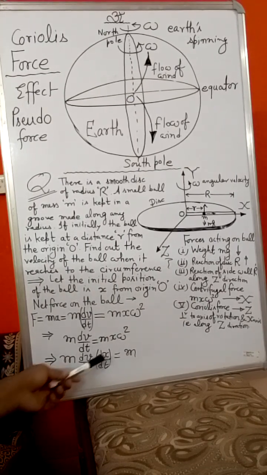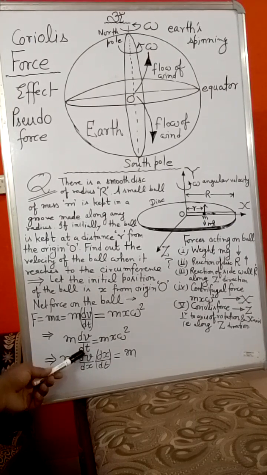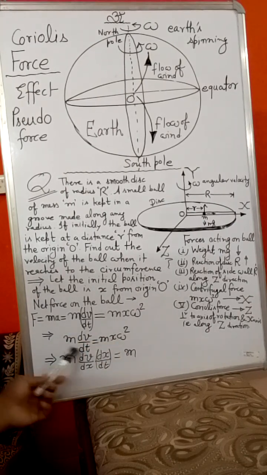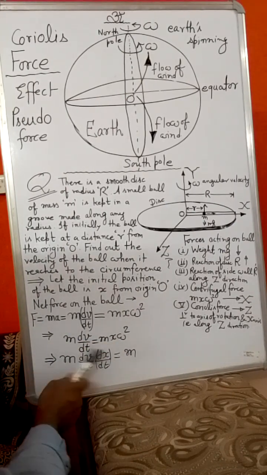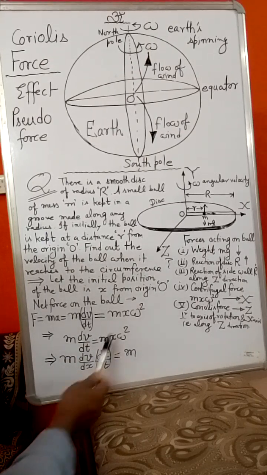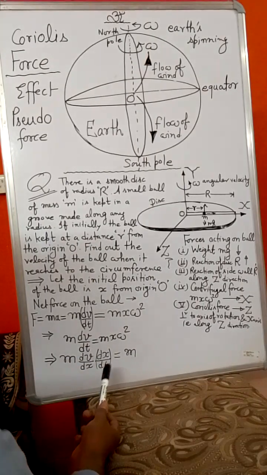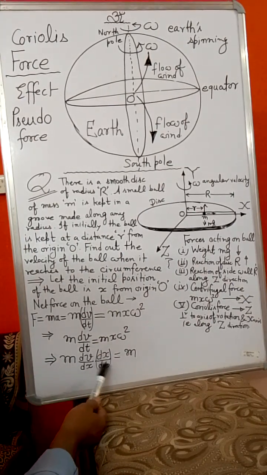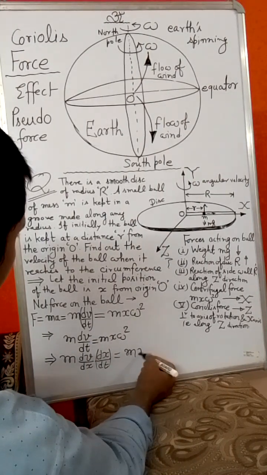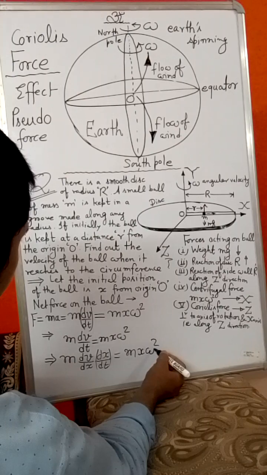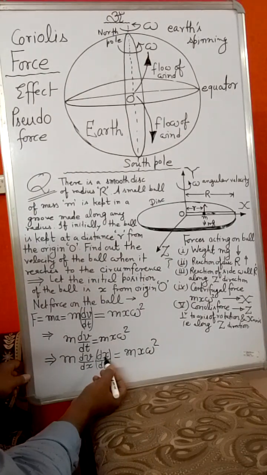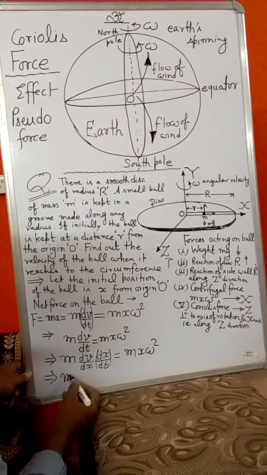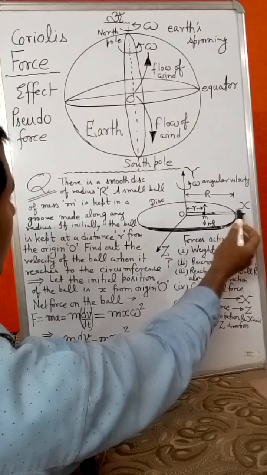m dv over dx into dx over dt. We need to simplify this dt, meaning we need to replace it. So how can we replace it? We can just put dv over dx into dx over dt. That must be equal to m x omega square, right? Now this dx over dt can be further written as velocity, correct?